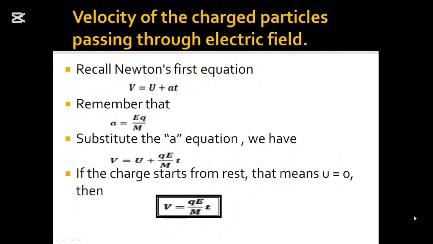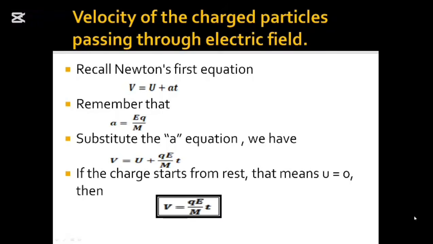I did not commit any crime if I do that. There is no physical or mathematical crime. It's correct. Because if I say X is equal to 2, I can replace X in any equation with 2. And that's exactly what we're doing here.